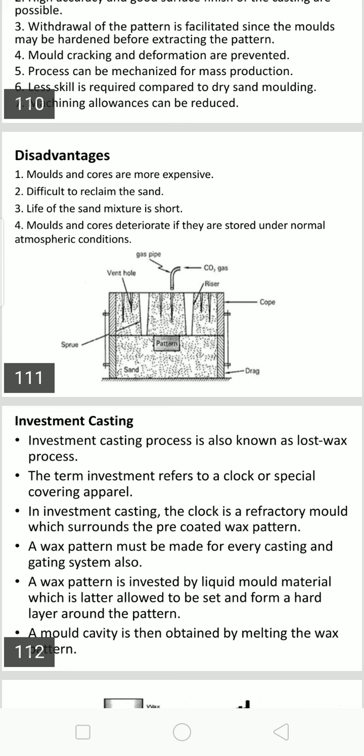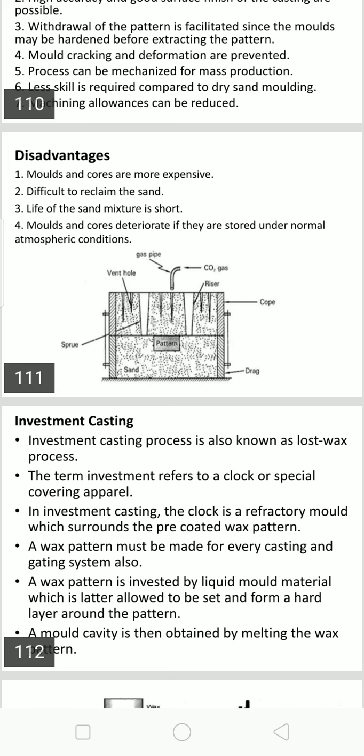Coming to the other molding process, that is investment molding. This is also called the lost wax process or precision casting process. All three terms in our investment casting are applicable to one casting process only.